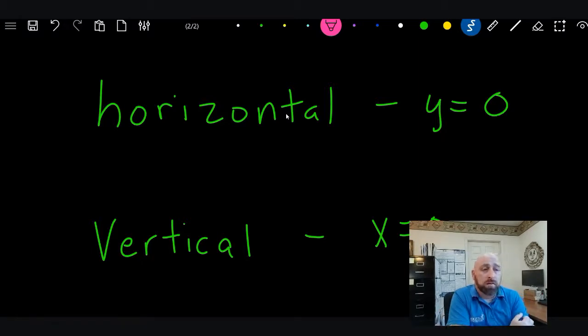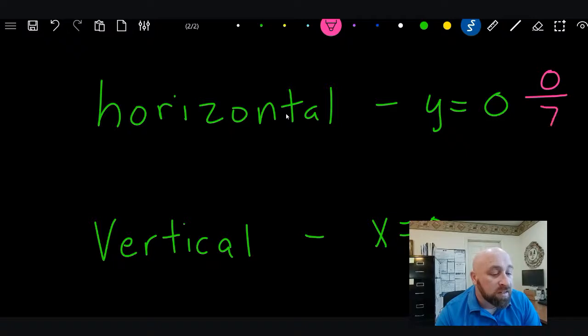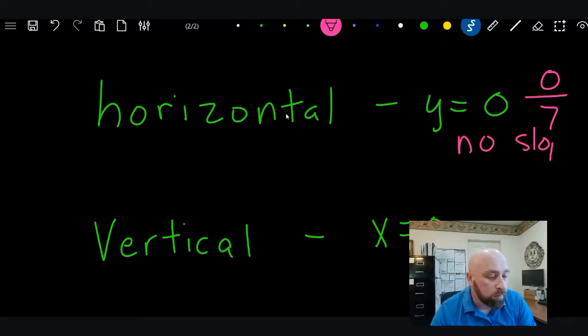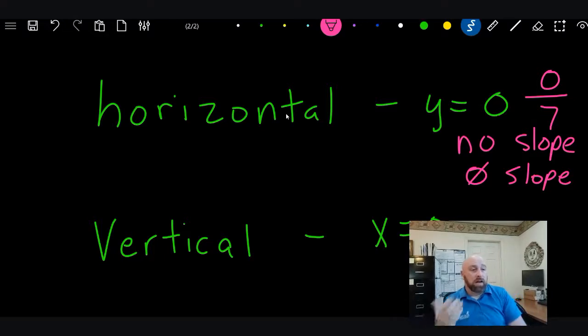Okay, one more thing that I did want to show you is the horizontal and vertical lines. This is on page 103 in your book. The horizontal is when the y equals 0. In other words, there is no slope. Watch this. If I put 0 over 7, what is the math on 0 over 7? Well, 0 over 7 equals 0, no slope, or 0 slope. So when you have a horizontal line, it's a flat line. It's 0 slope. The line doesn't incline at all.